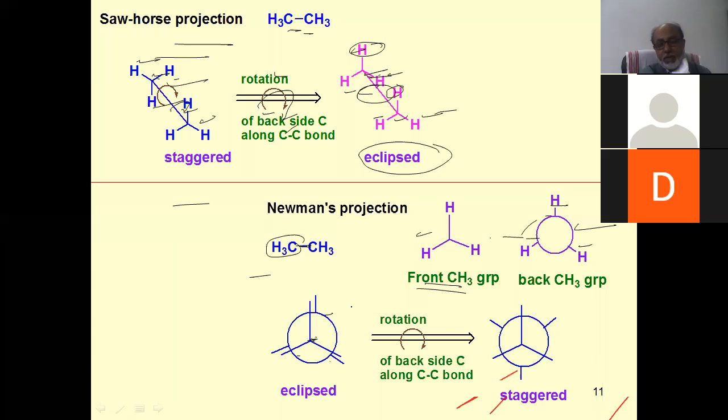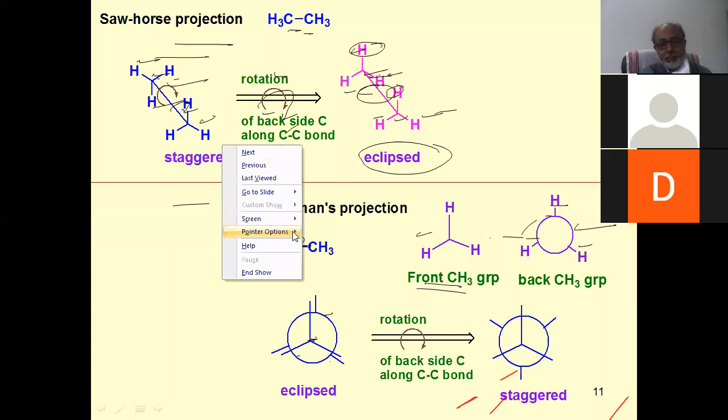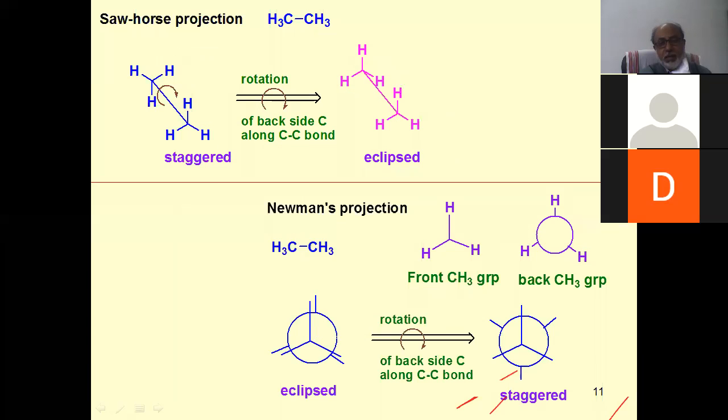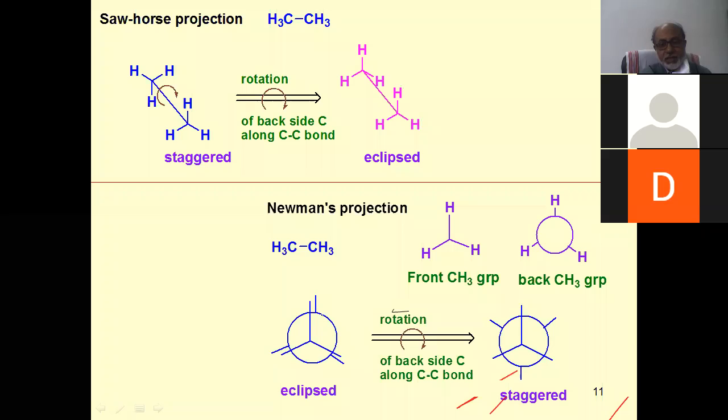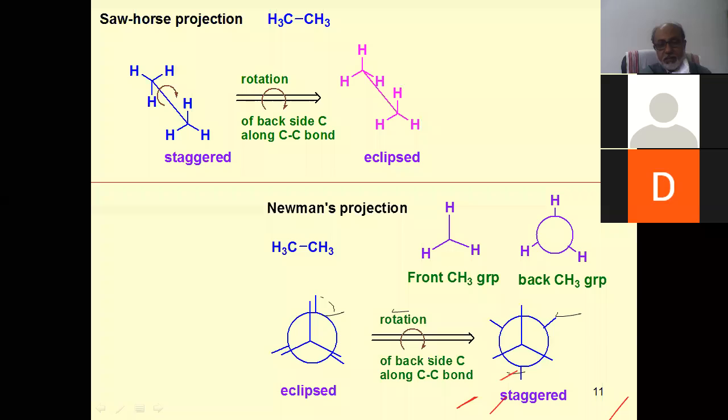Okay? So, what we find here, now, here also I can rotate one carbon with the other. So what is that? Rotation is done. The backside carbon, what is backside carbon? This is the backside carbon. So when we rotate it, this carbon will come here. This hydrogen has come here, then this one. So this is called staggered conformation and this is called eclipsed conformation.